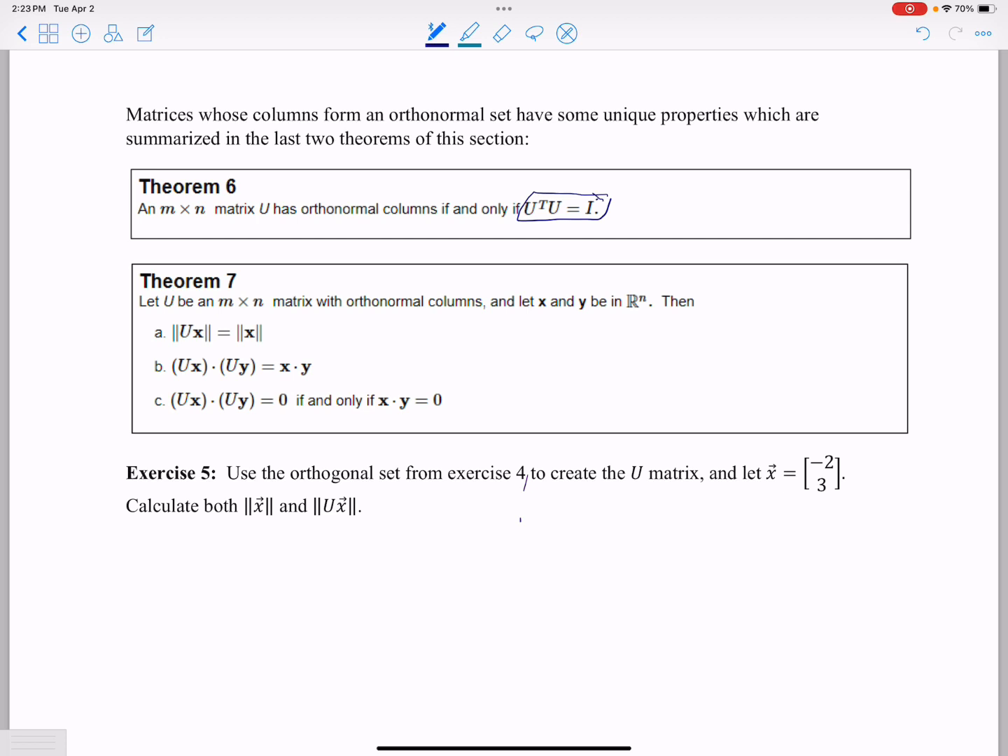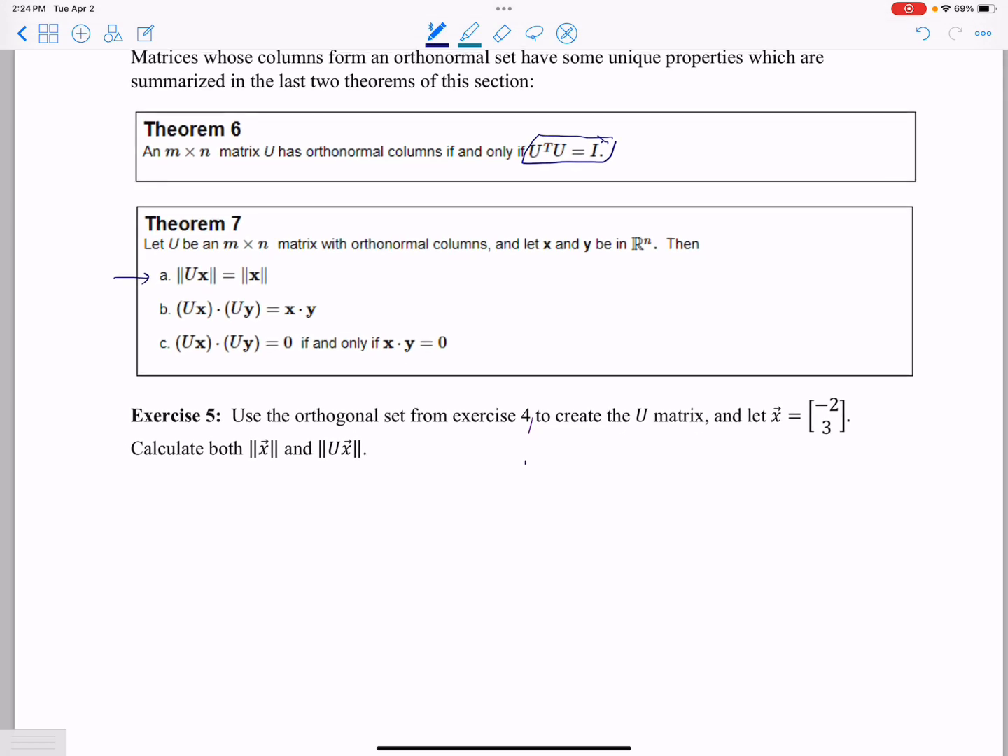A matrix that has orthonormal columns is usually called U, and we know that U transpose times U is equal to the identity. U is used for a word called unitary, which happens to be orthogonal in the complex realm. Again, we won't look at that, but that's where the U comes from. Theorem 7 tells us several different things. This first one we'll investigate a little bit more. It says that if you multiply a vector by a unitary matrix, or a matrix with orthonormal columns, then it does not change the length of that vector.